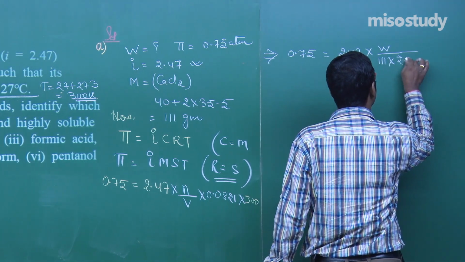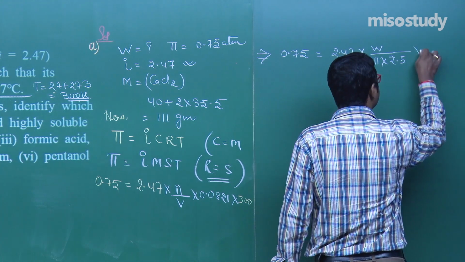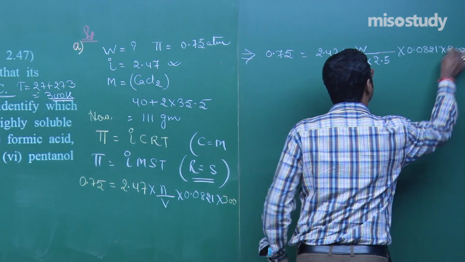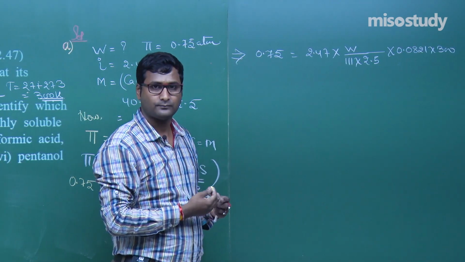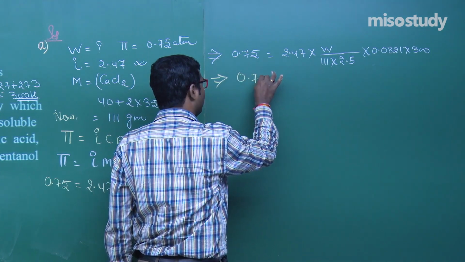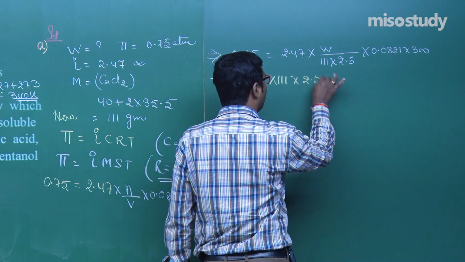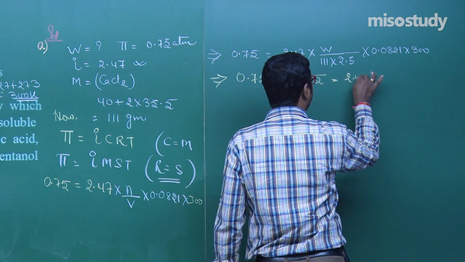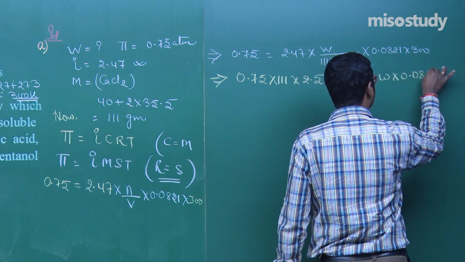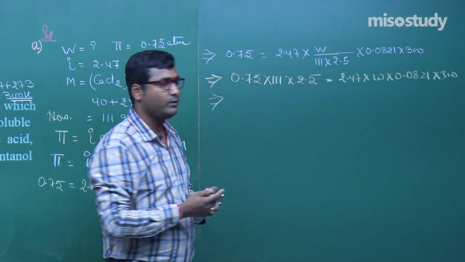V is given, 2.5. Multiply 0.0821 multiply by 300. Clear? Now what to do? Put here 0.75 multiply 111 multiply 2.5 equal to 2.47 into W into 0.0821 multiply 300.